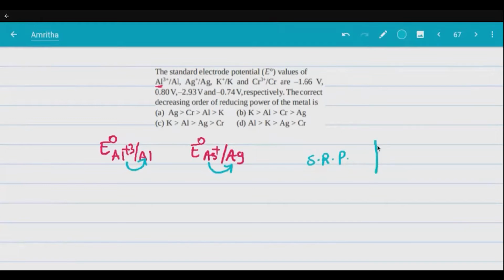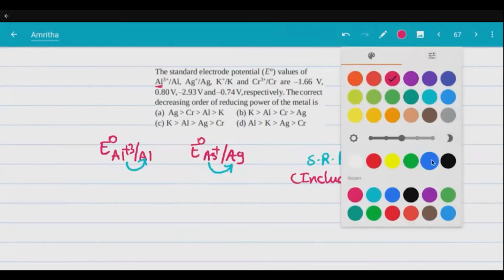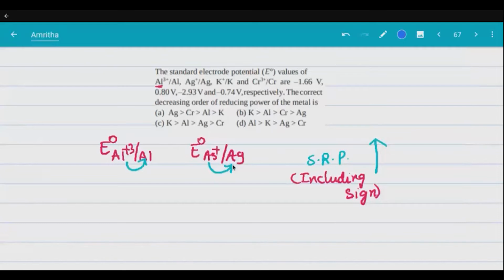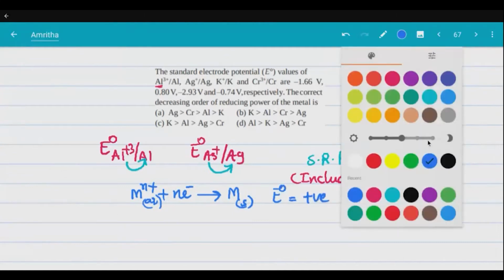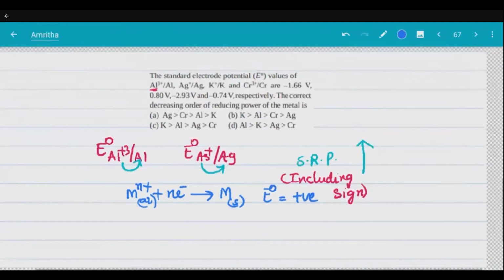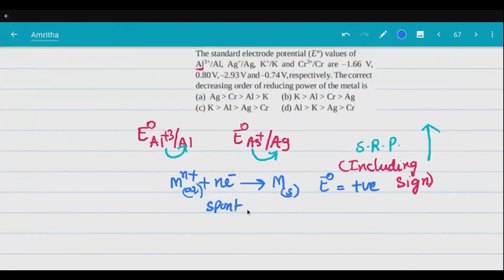SRP more value, including sign, very important. Including sign convention, if it is minus, it should be less minus or more positive side. If SRP is more, what reaction is taking place here? I'm writing a general reaction: M n plus plus n electrons gives M, this is aqueous and this is solid. So E naught is positive, which means this forward reaction is spontaneous. E naught positive means spontaneous reaction.